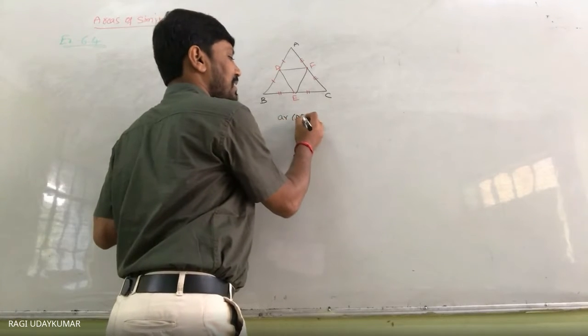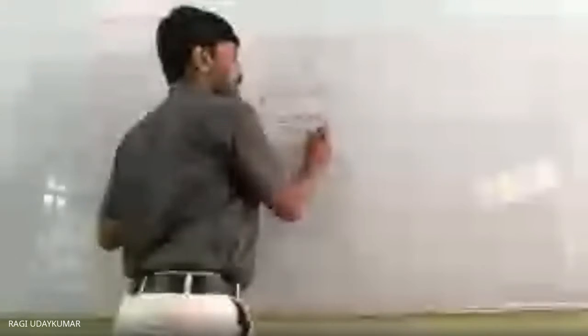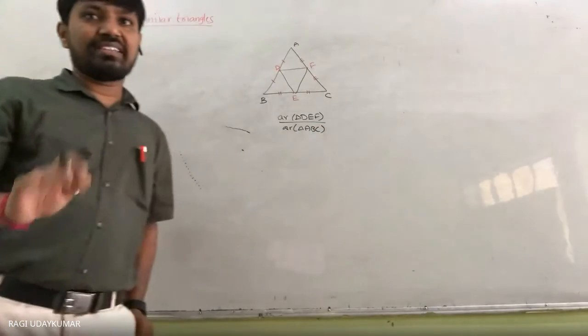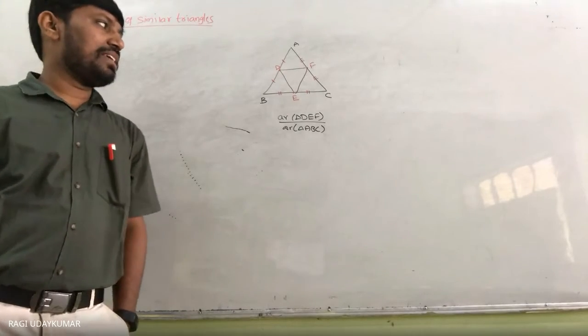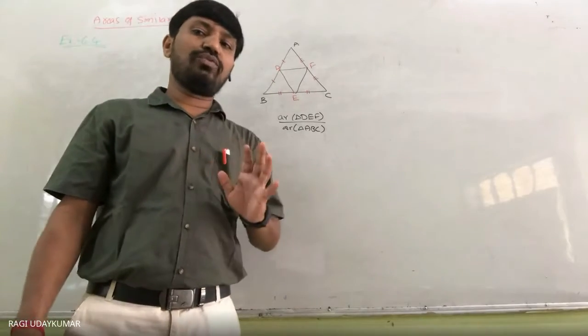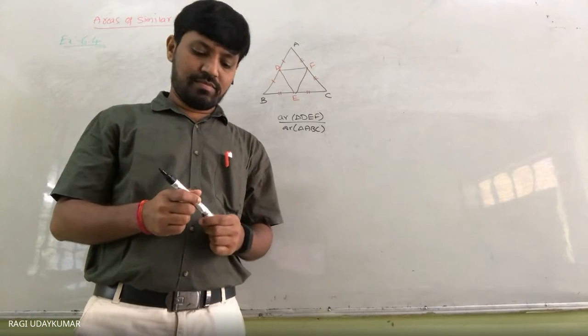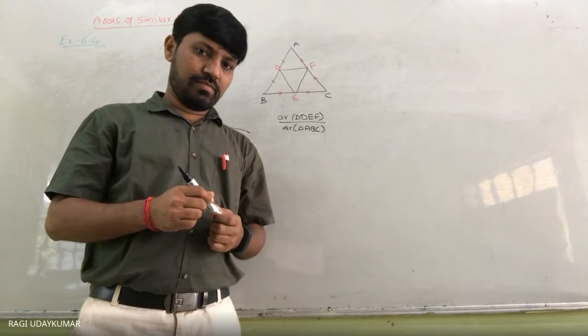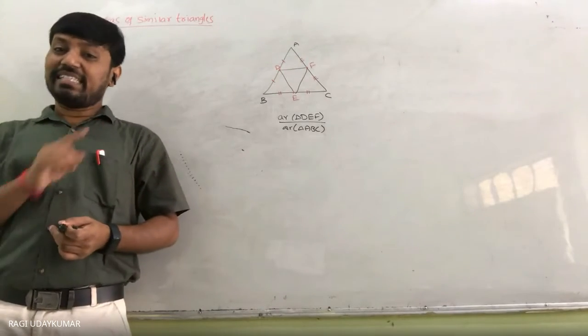Area of triangle DEF to area of triangle ABC. This is what the question is asking. Find the ratio of area of triangle DEF to ABC. Can DEF to ABC be 4:1? Sir, it is 1:4. That's what I am saying. Yes, that observation. The question asked this.